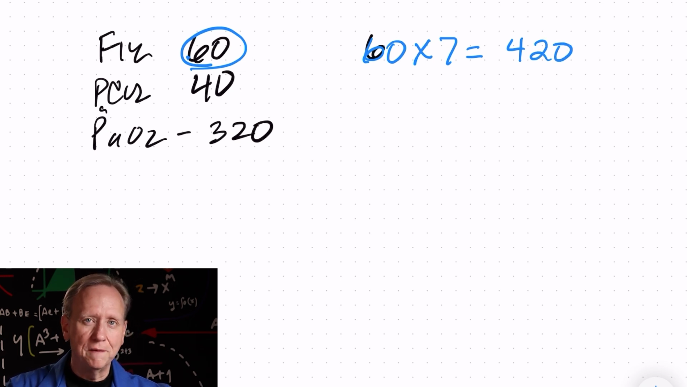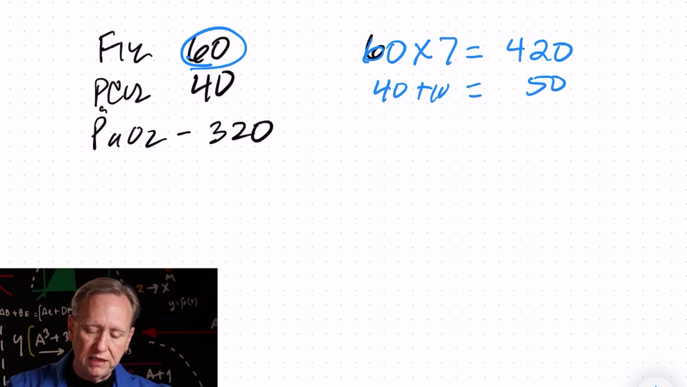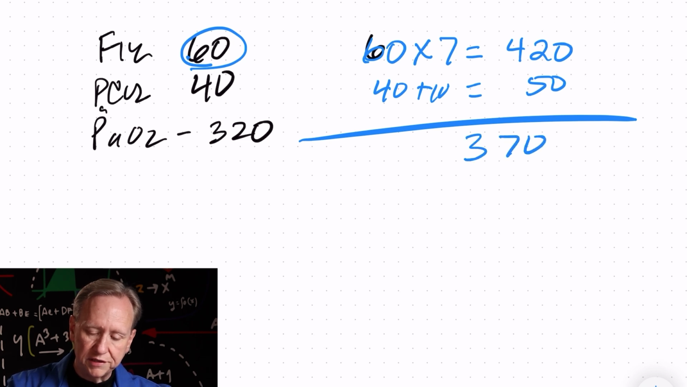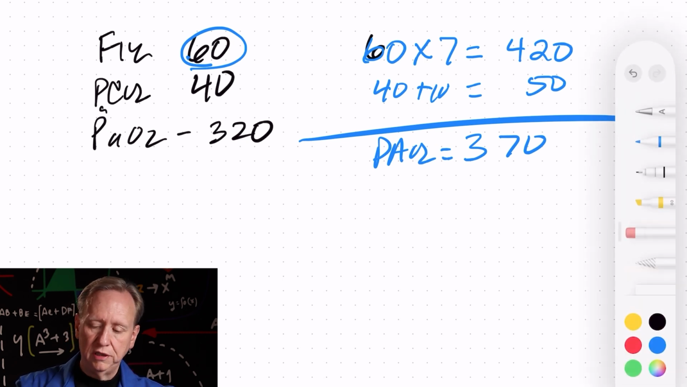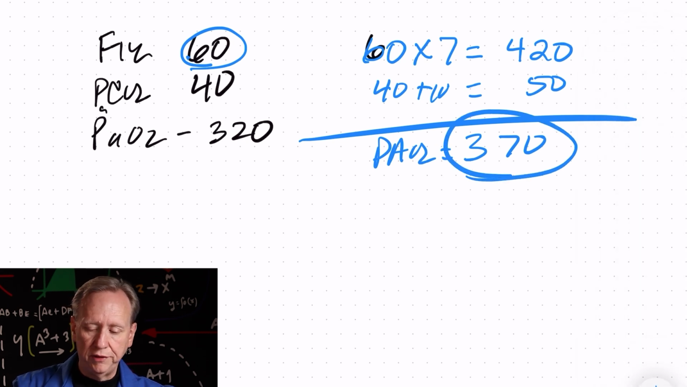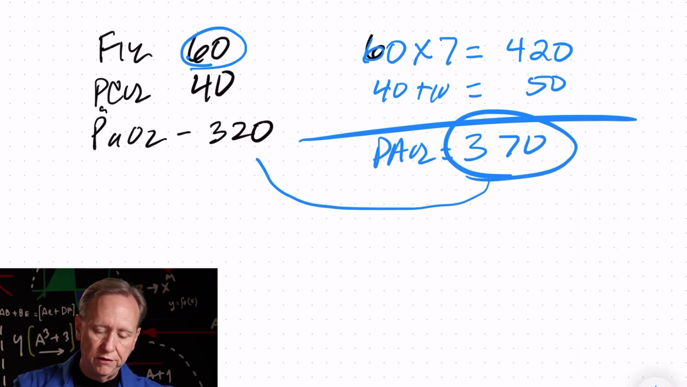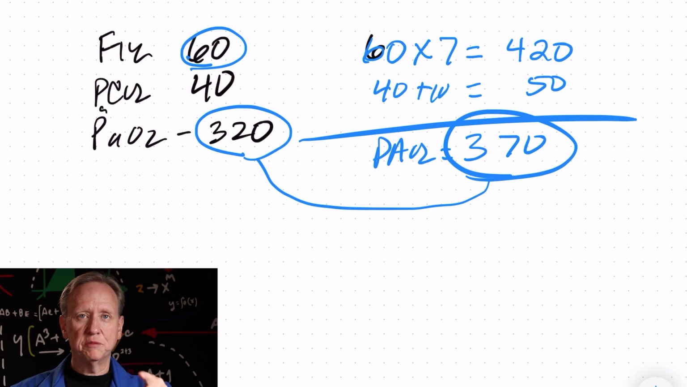Okay, that's pretty high, isn't it? Our PaO2 in our artery is 320. So that's less than 420. We still need to subtract the CO2 to prove this. But the CO2 is 40 plus 10, so that's equal to 50. And so we have to take away 50 there. And what we're going to get is 370. So we have a PO2 of 370. And the question is, is that larger than the PO2 on the blood gas? And so 370 is in fact greater than 320, and so it is possible.